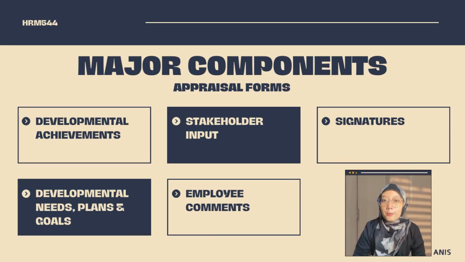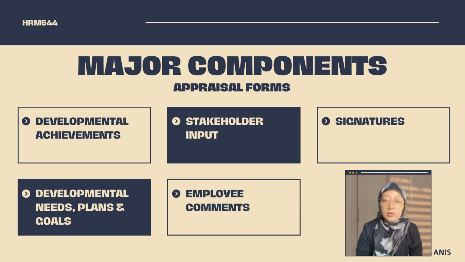Moving on, the next component is developmental achievements. This section of the form includes information about the extent to which the developmental goals set for the review period have been achieved. This can include a summary of activities such as workshops attended and courses taken, as well as results such as new skills learned. Moreover, developmental needs, plans, and goals. This section of the form is future-oriented and includes information about specific goals and timetables in terms of employee development.